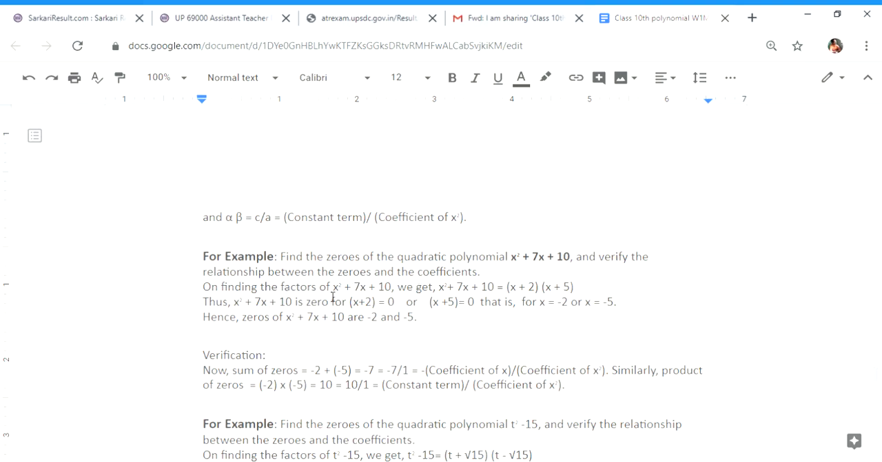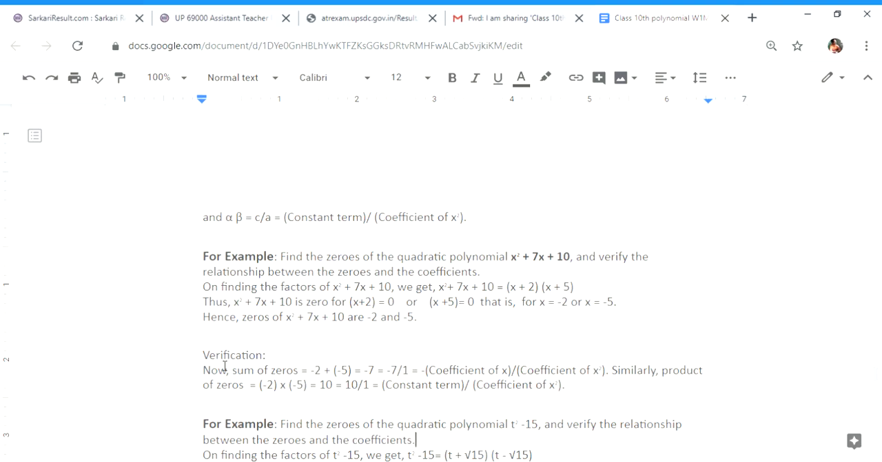On finding the factors, first we will find the factors of x square plus 7x plus 10. We will get x plus 2 multiplied by x plus 5. Then, on equating x plus 2 equal to 0, we get x equal to minus 2. From x plus 5 equal to 0, we get x equal to minus 5. So we get minus 2 and minus 5, two zeros of this equation.